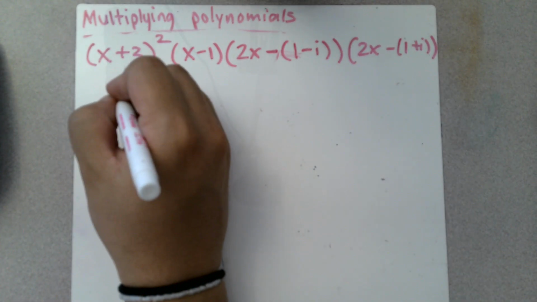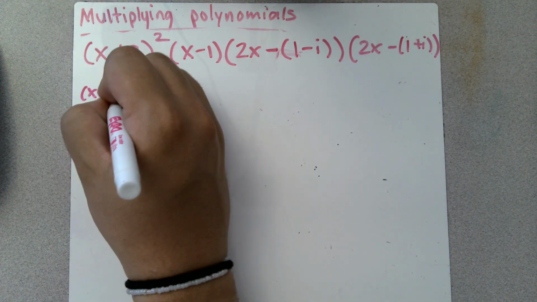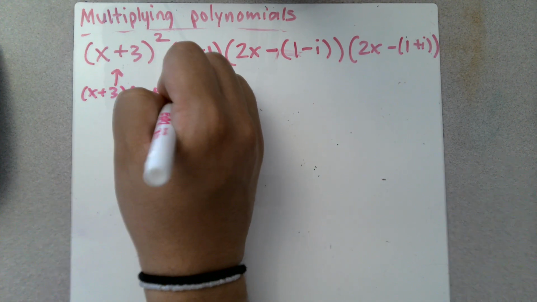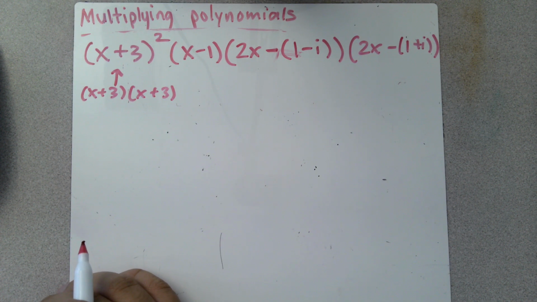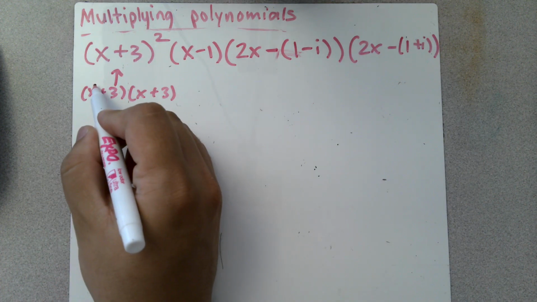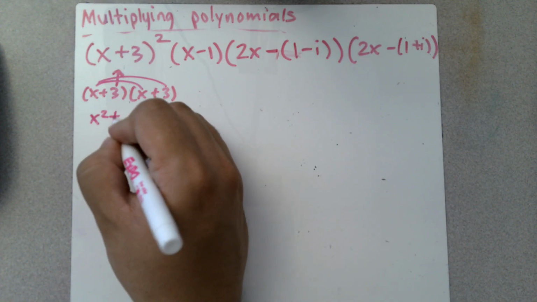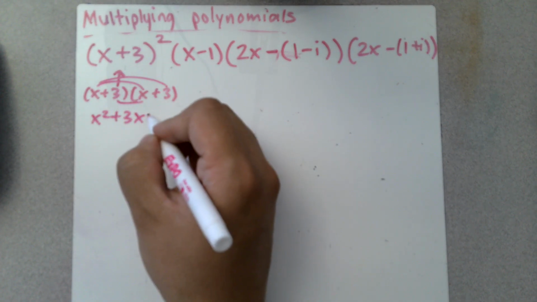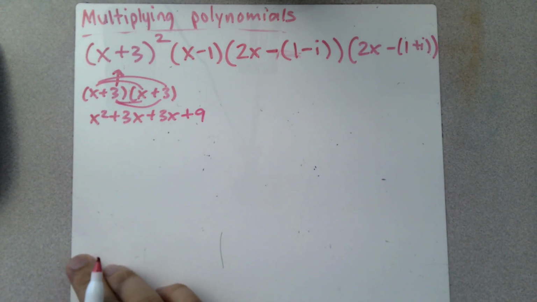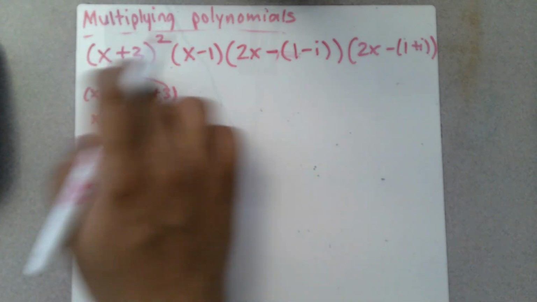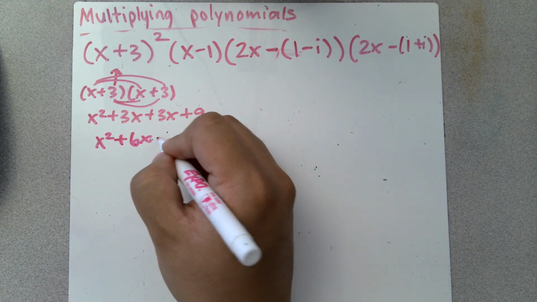Let's start off with x plus 3 squared. That is just x plus 3 times x plus 3. Now, for those of you that like distributive property a little bit more, I'll do that. So x times x, x squared, x times 3 plus 3x, 3 times x plus 3x, 3 times 3 is plus 9. So this x plus 3 quantity squared becomes x squared plus 6x plus 9.